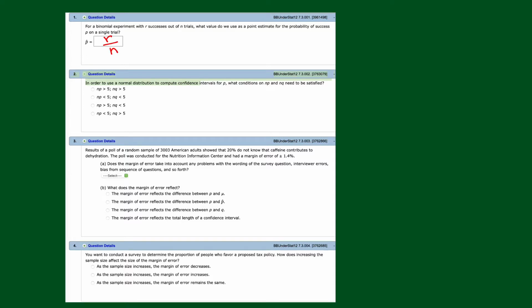Problem 2. In order to use the normal distribution to compute a confidence interval for a proportion, what conditions on NP and NQ have to be satisfied? All right, so both N times P and N times Q have to be greater than 5. Do we have that down here? There it is, the first one: NP greater than 5, NQ greater than 5. So let's select that as our answer.